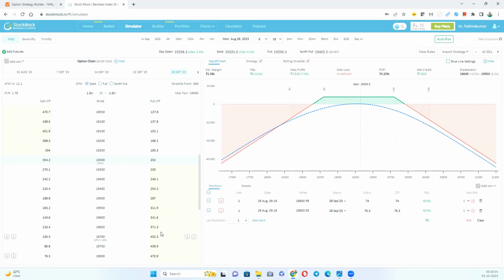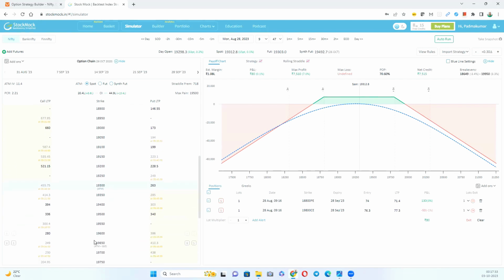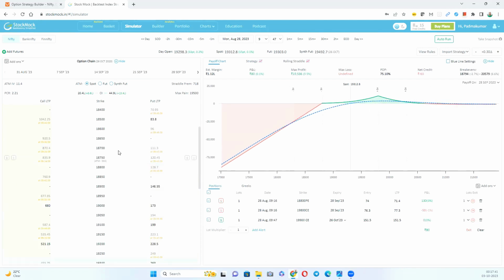To hedge this, we'll take half of the quantity, one strike above the sold strike, from the next month, that is October. So now we'll buy 19,900, and on the put side, 18,700.